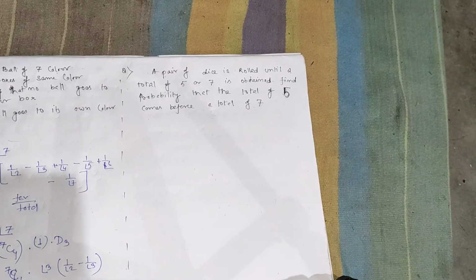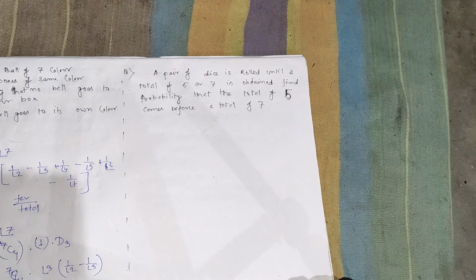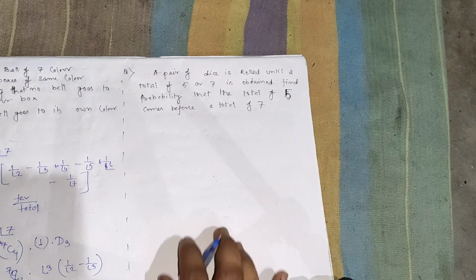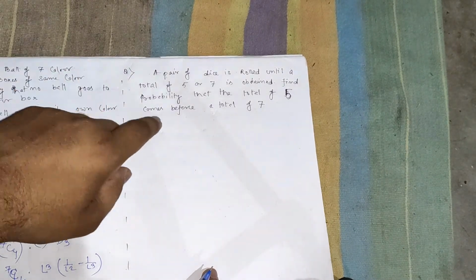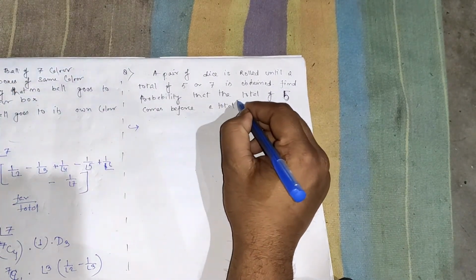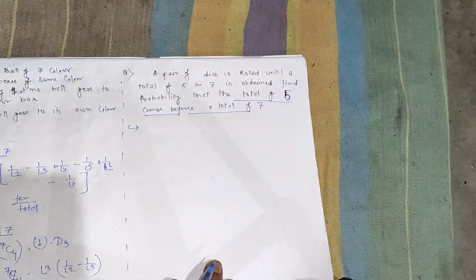In this question, a pair of dice is rolled until a total of 5 or 7 is obtained. Find the probability that the total of 5 comes before a total of 7. So it is a question where you have to think harder. It's a very easy question if you think correctly. So to solve this question, underline that the total of 5 comes before the total of 7. Now you have to remember that the total of 5 will come before the total of 7.